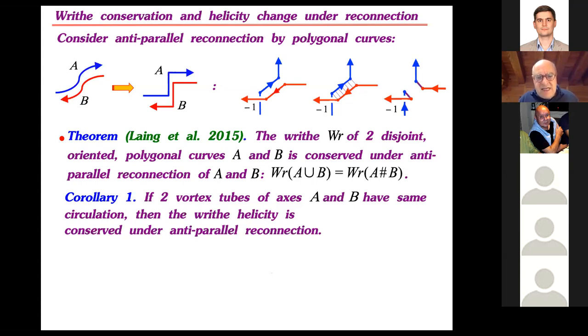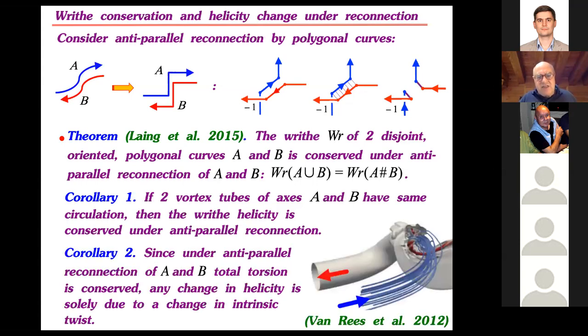So since helicity is made of linkage and self-linkage, in the case of self-linkage for antiparallel reconnection, we can think that any change in helicity must be solely due to a change in intrinsic twist. And this places further emphasis on the fact that we have to focus on the internal structure.